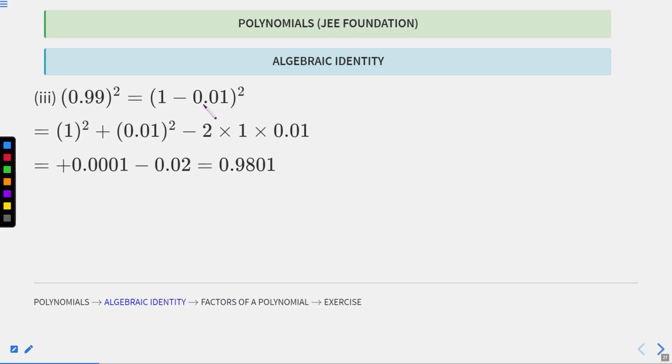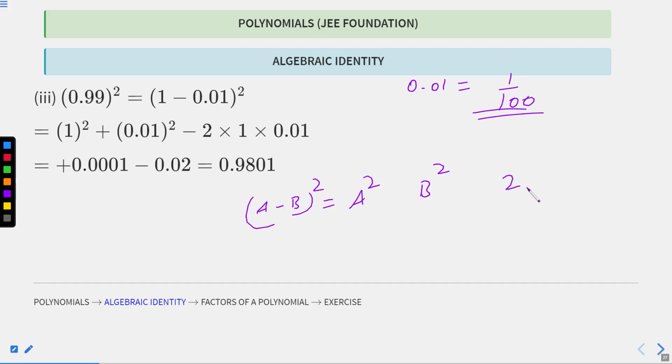So 1 minus 0.01, and 0.01 is nothing but 1 by 100. This is another form, but the same as the previous form. So just use (a minus b) whole square. What is it equal to? Just repeat after me: a square plus b square minus 2ab. And now what are the symbols? If you recall, here we use the plus sign, and for here we use the minus sign. I hope you remember this. Okay, so this is my formula, so just use this.